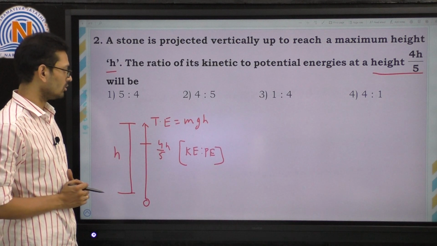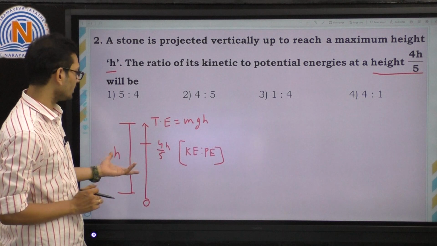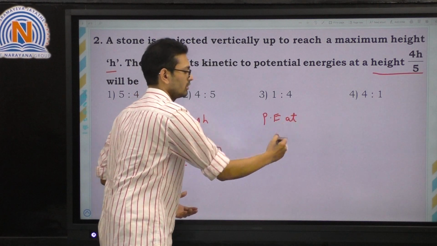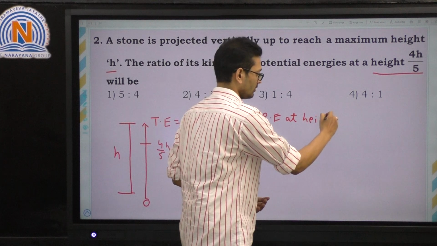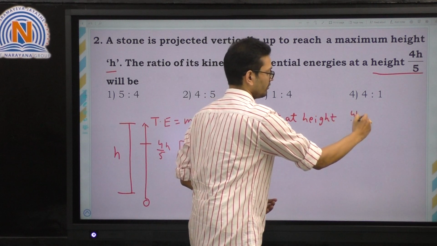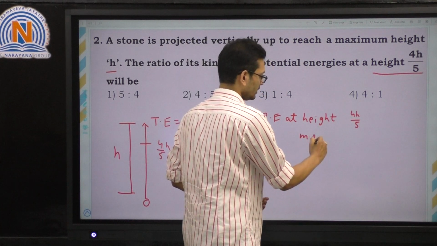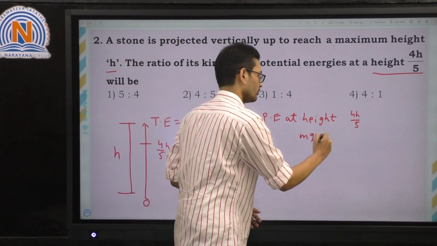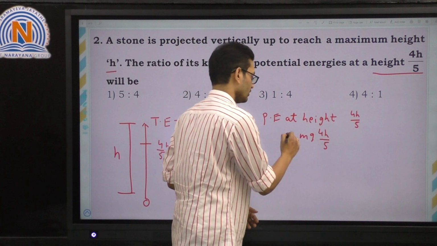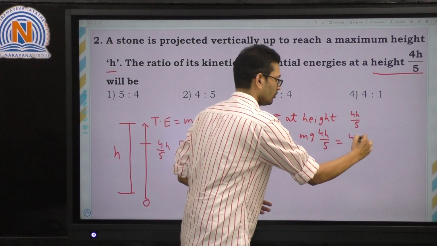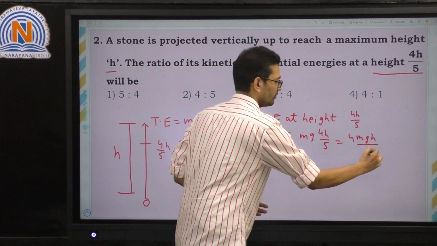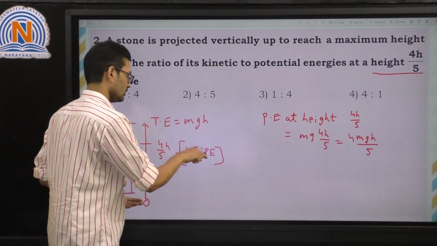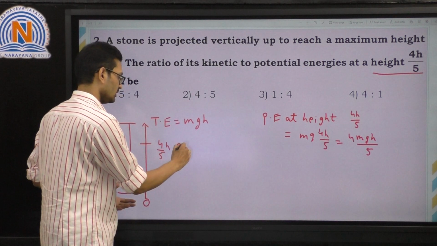Now when I want to find this ratio, let us try to figure out the potential energy at this particular point. PE at height 4h by 5 is nothing but mgh, the potential energy formula. What is your h over there? h is nothing but 4h by 5. So if you observe clearly, 4mgh by 5 of the energy is taken by potential energy at this particular height.